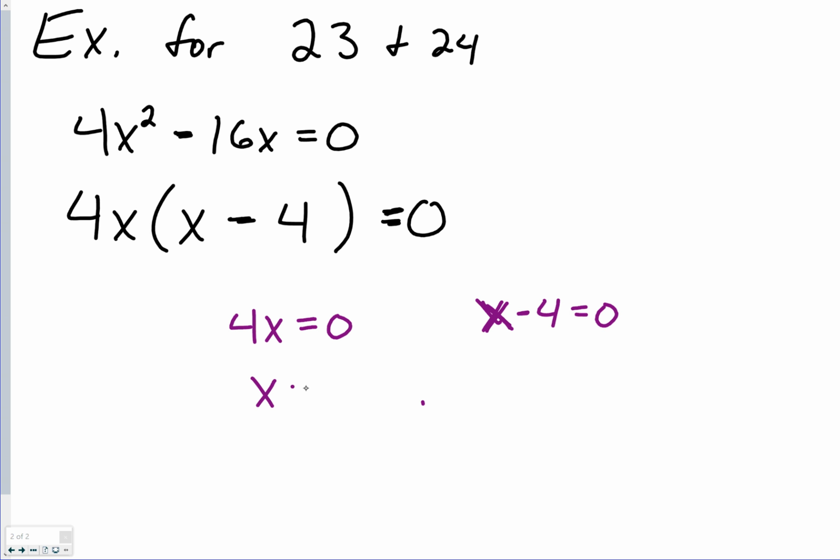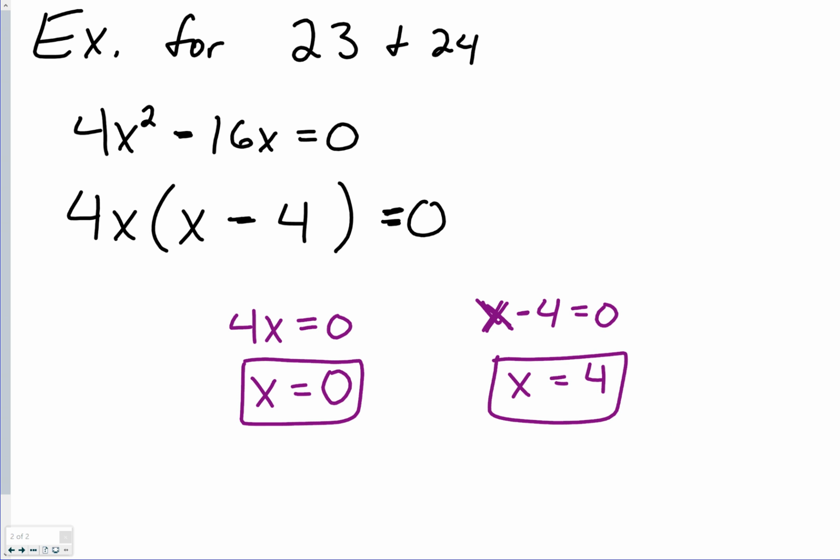So, what times 4 gives you 0? 0. Very good. And then what value minus 4 gives you 0? Positive 4. So we have our answers right here.